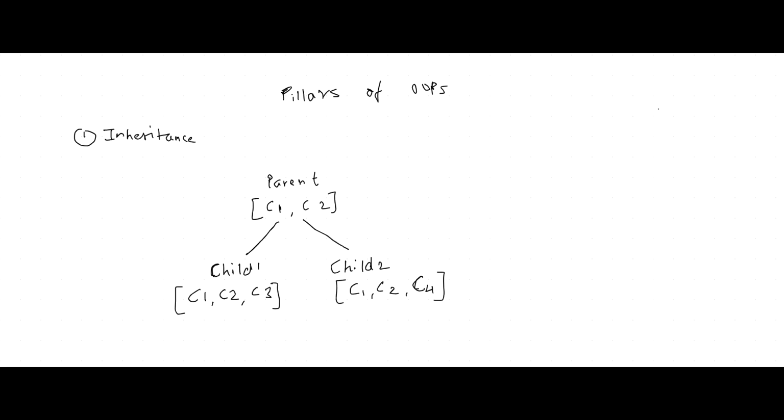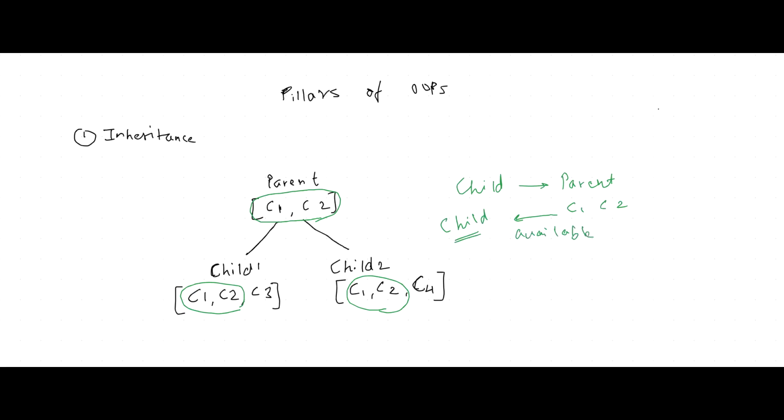So what do we see? If you see here, C1 and C2, these characteristics are present in both your children. That means, can I say that your child can access parent characteristics? Yes, I can say. This means C1 and C2, which are present in my parent, are available for the children. By default, they can directly go and use them. It will automatically become available to your child. Right? Now let's replace all these characteristics with technical terms. Let's call them data members and functions.